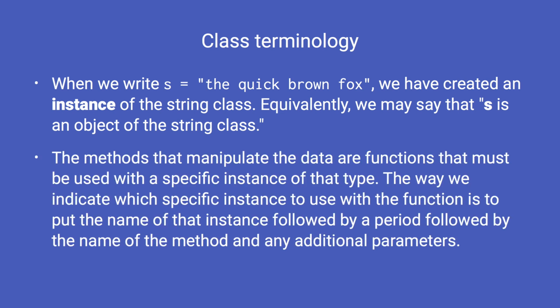The methods that manipulate the data of a class are functions that must be used with a specific instance of the type. As we have seen when calling methods, you write an instance of the class followed by a period, and then the name of the method and any additional parameters that method takes. The instance before the period is the data that is used in that method.